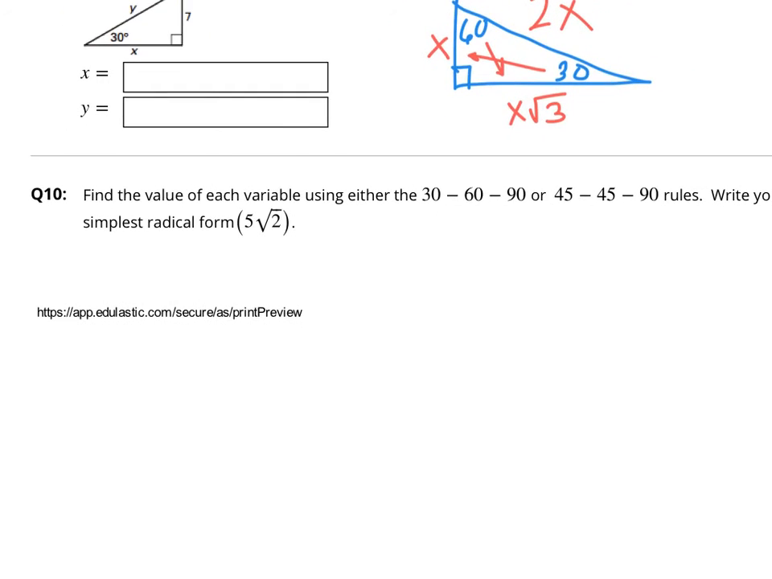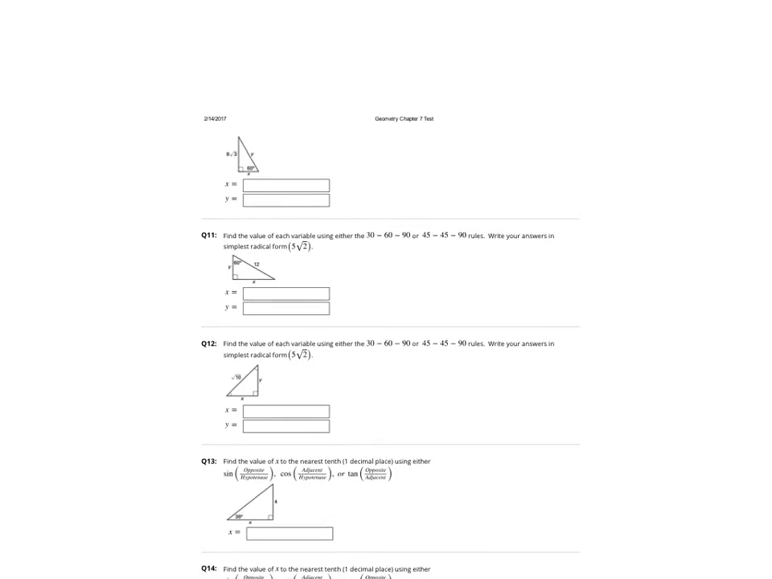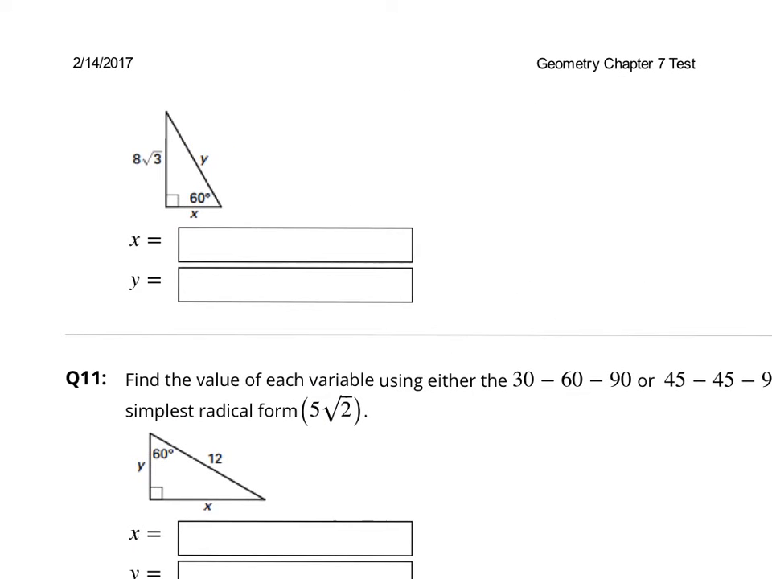Okay, in question 10, the next page here, yeah, kind of rolls over. Okay, they give you the long leg in question 10. So to go from long leg to short leg, if we went from short to long, we took this times radical 3. So you do the opposite. And once you figure the x out, to get y, we're just going to double it.